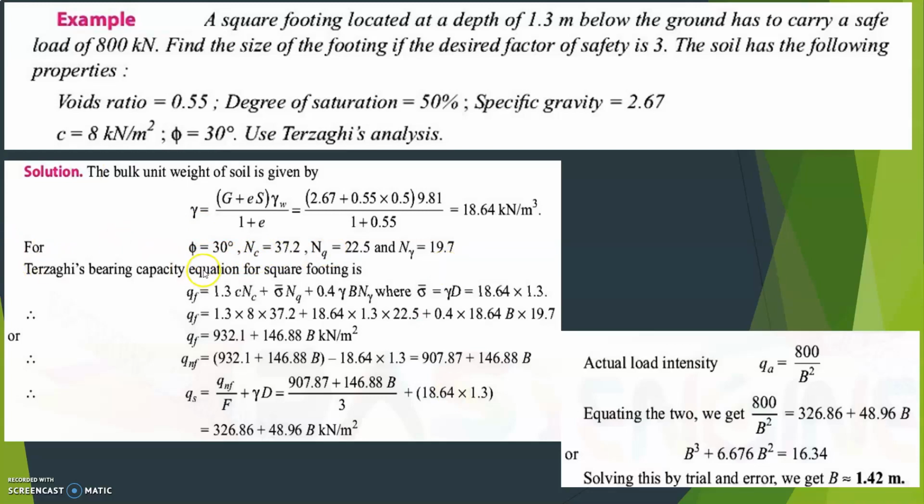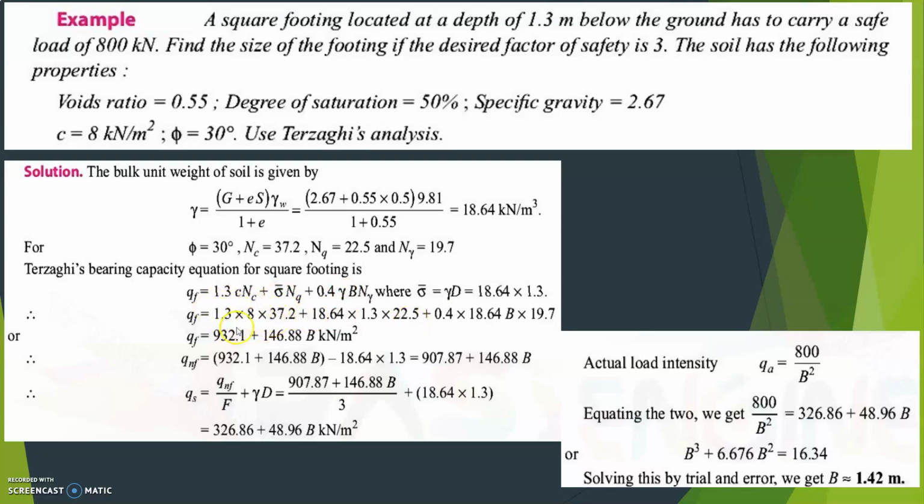Terzaghi's bearing capacity equation for the square footing is given by this formula: QF is equal to 1.3 CNC plus gamma D NQ plus 0.4 gamma B N gamma. Here I have directly taken sigma dash, that is equal to gamma D. So substitute all the values.